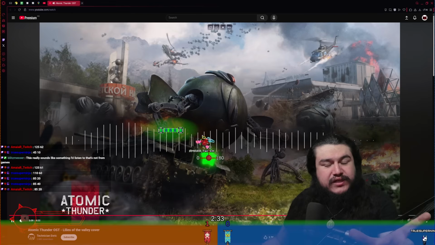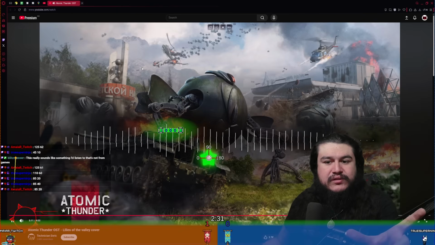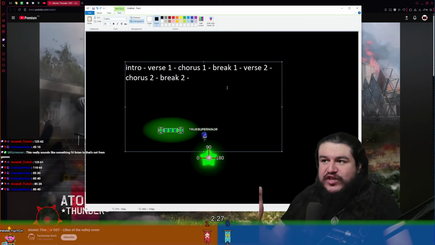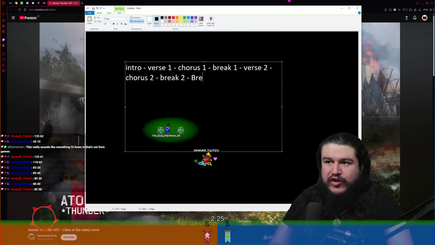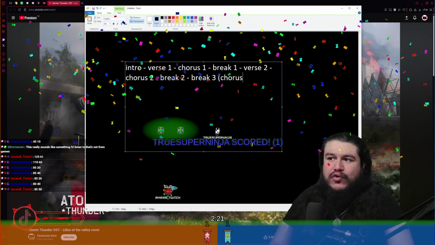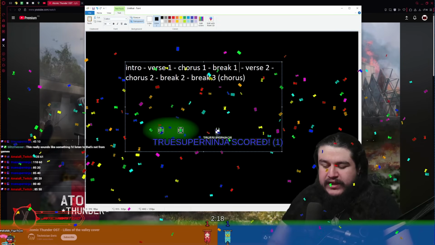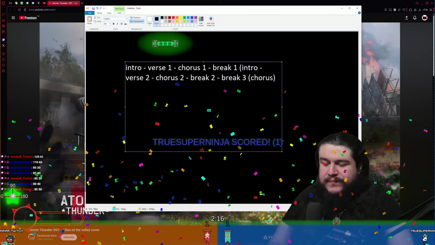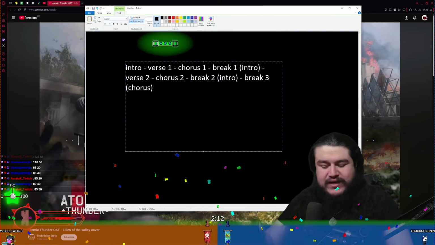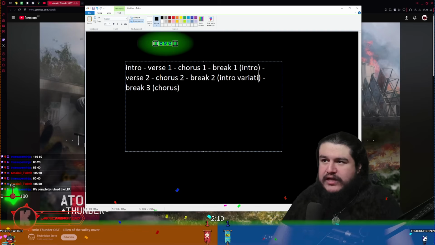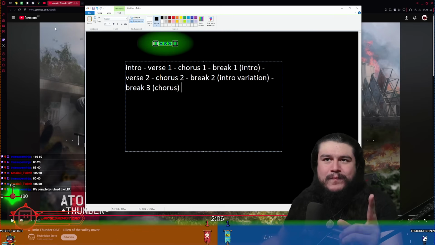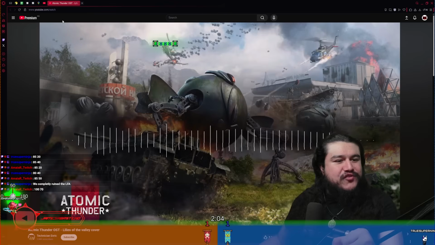Oh, it has the melody. Oh, it's the melody of the chorus. So technically, we go from break number 2 to break number 3, which is the melody of the chorus. So break number 1 is the intro. Break number 2 is intro again, but variation. Break number 3 is the melody of the chorus. Let's see where this goes.